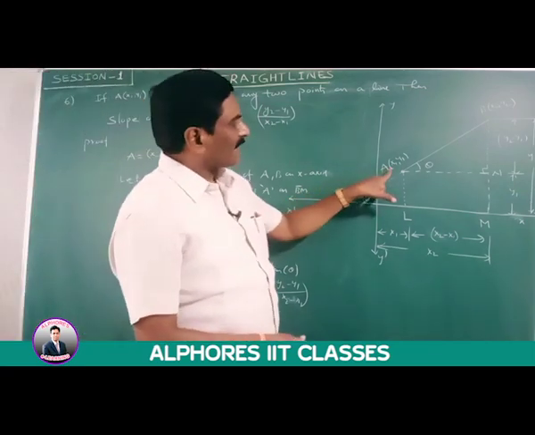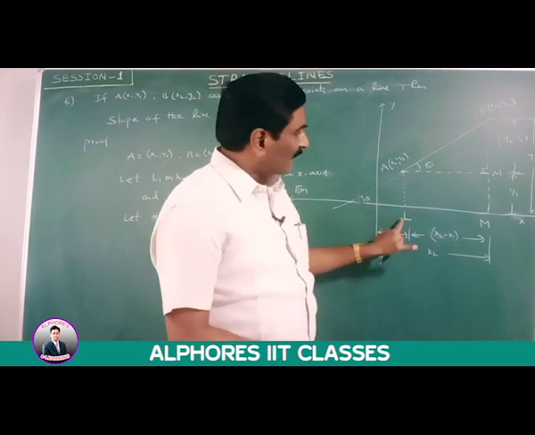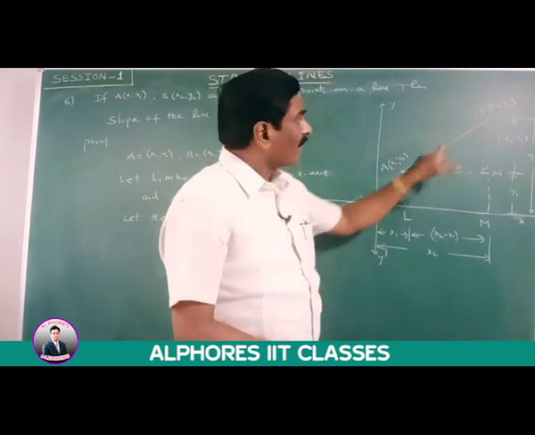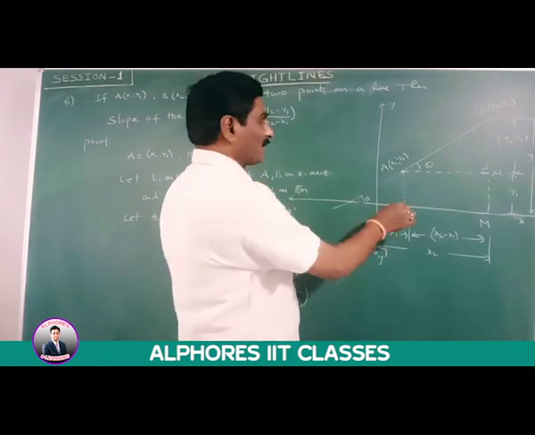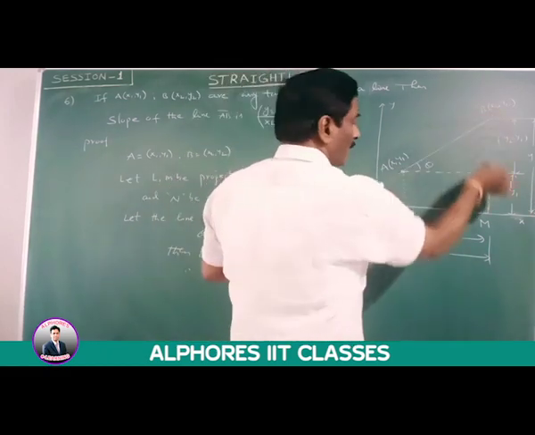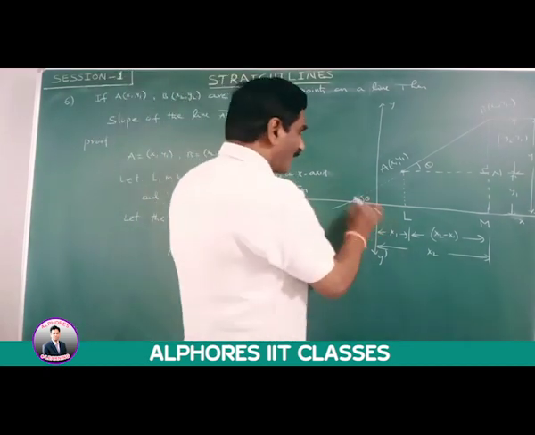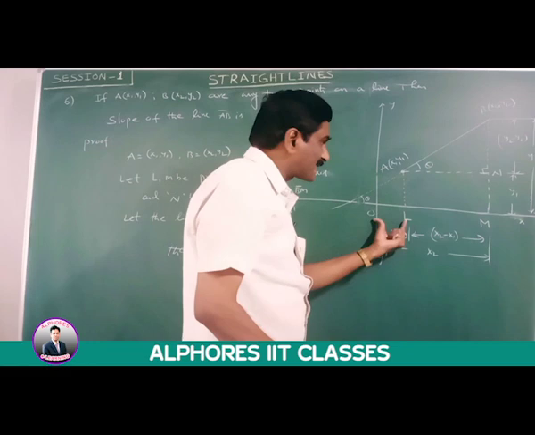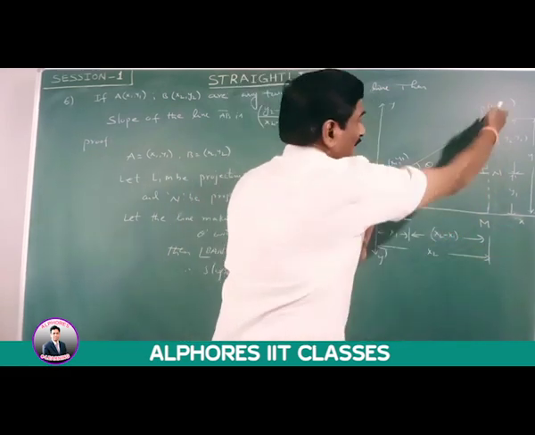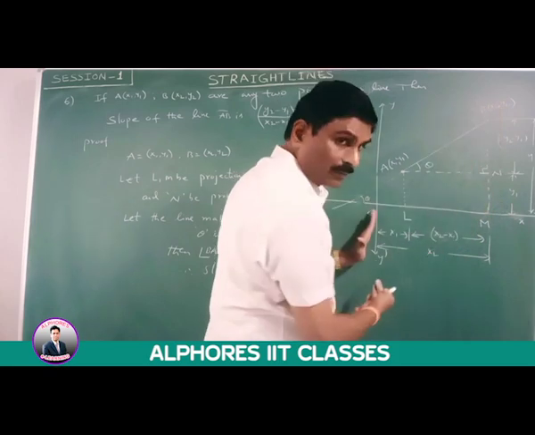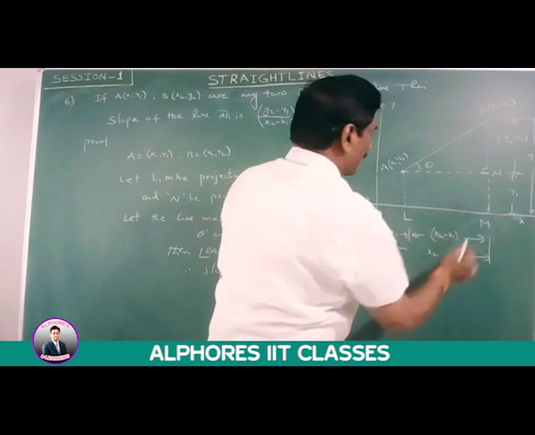Say A(x1, y1) and B(x2, y2) are two points in the xy plane. Let L, M be the projections of A, B on the x-axis. Let L be the projection of A on the x-axis and M be the projection of B on the x-axis. Then what is the length OL? OL is nothing but the abscissa of this point, that means x1. What is the value of OM? OM is nothing but the abscissa of the point B, that means x2. Now LM is equal to x2 minus x1.